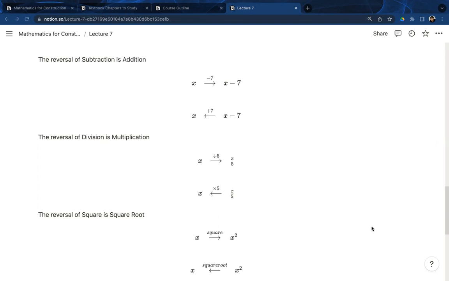Division and multiplication are reversals of each other. If you multiply by 1/5, then multiplying by 5 will undo it. Division is the same as multiplication by a fraction. Dividing by 5 is the same as multiplying by 1/5. 1/5 of something, which is to multiply by 1/5, is the same as dividing that thing by 5, okay?